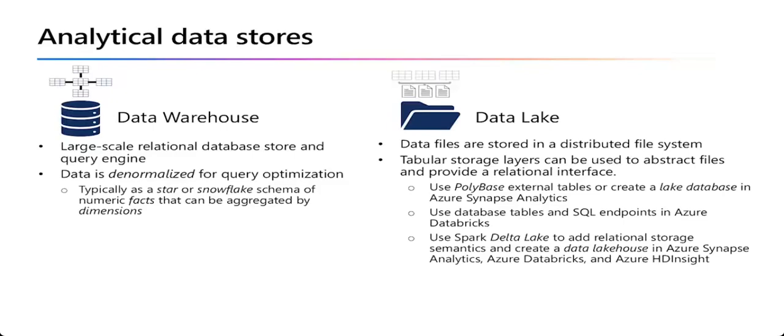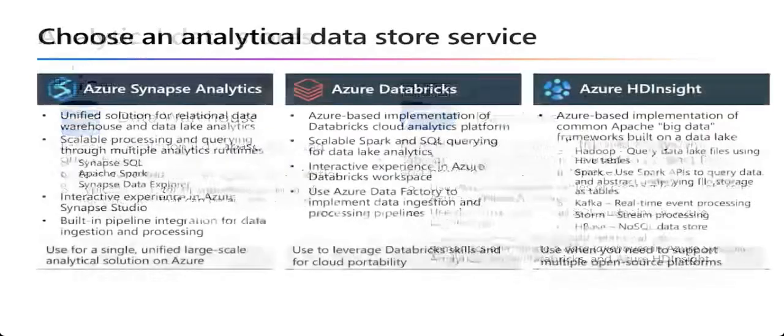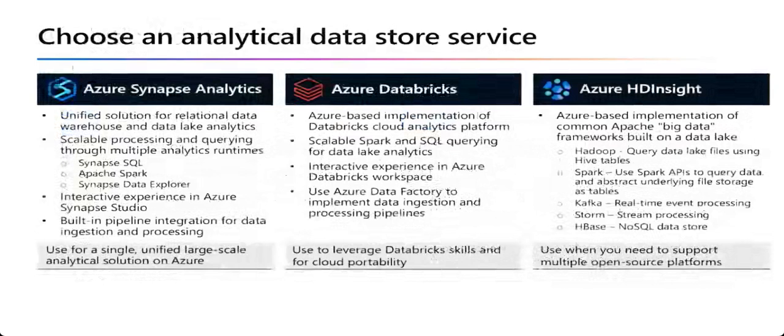Depending on the demand, you might think, how do we choose a data store out of all these things that we have talked about? So on Azure, there are three main services that you can use to implement a large-scale analytical store: Azure Synapse Analytics, Azure Databricks, and Azure HDInsight. Each of them has its own features and highlights, and we're going to talk about them, and then you can make a call on what is best for you.